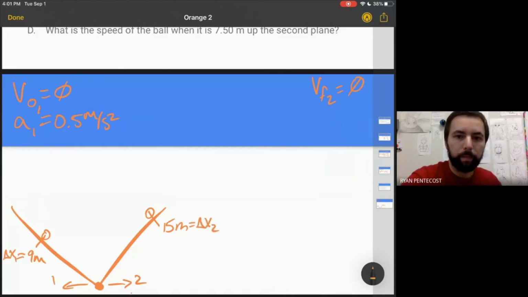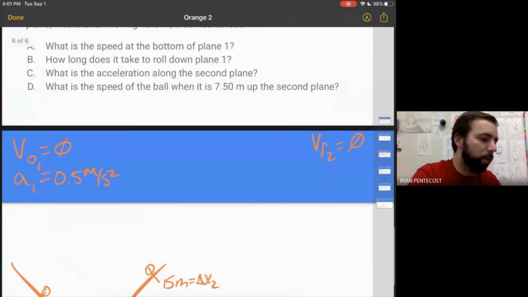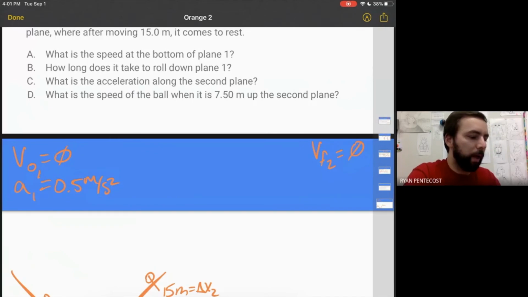Now, question 1 says, what is the speed, I guess question A, what is the speed at the bottom of plane 1? So this is going to walk us through solving this problem. If you find this on your homework, take-home test, or a test, sometimes they just jump right to part C or D and say, what is the acceleration along the second plane? And then you have to think, okay, well, what do I need to solve in order to find that answer? Luckily enough, we're going to play it easy this time.